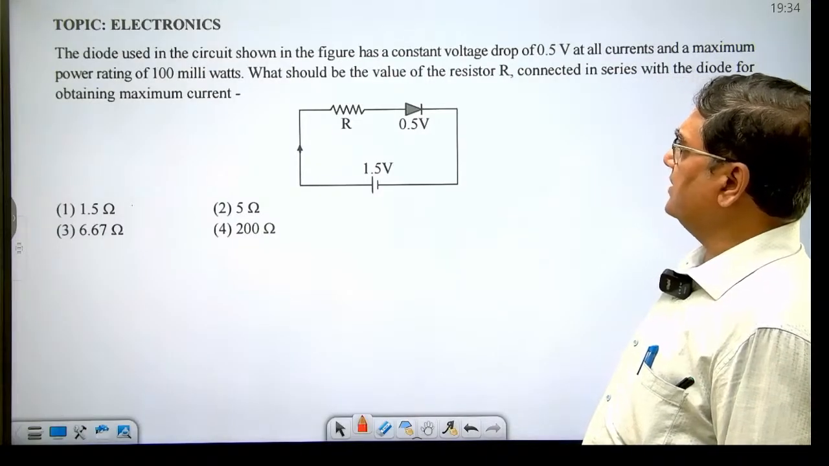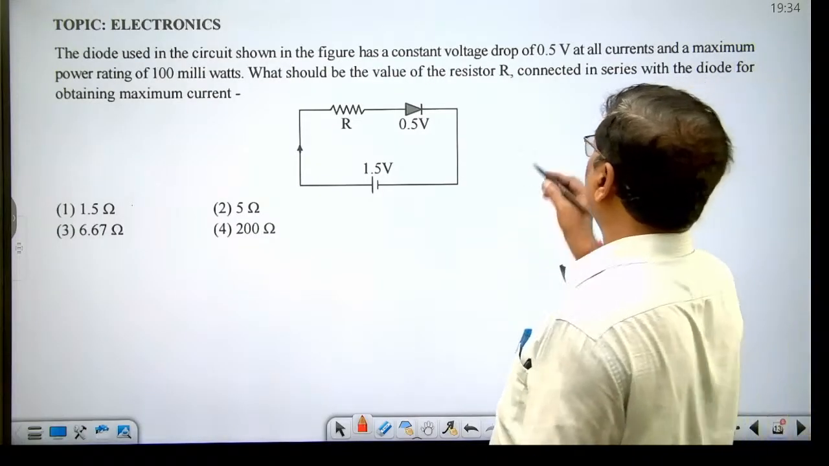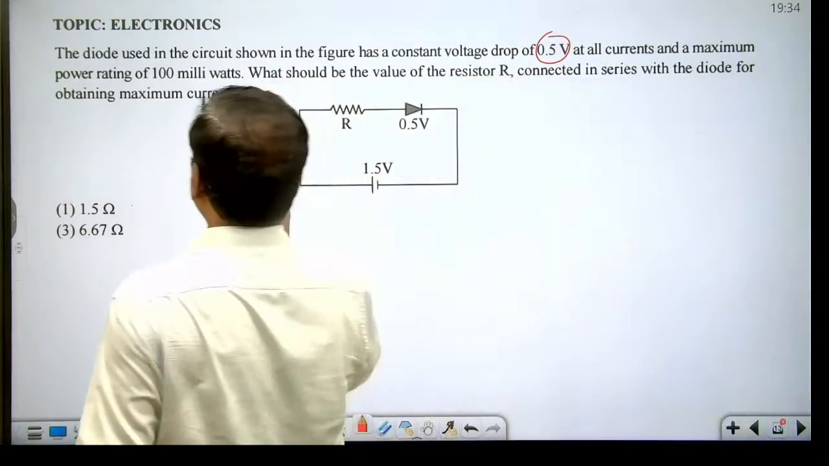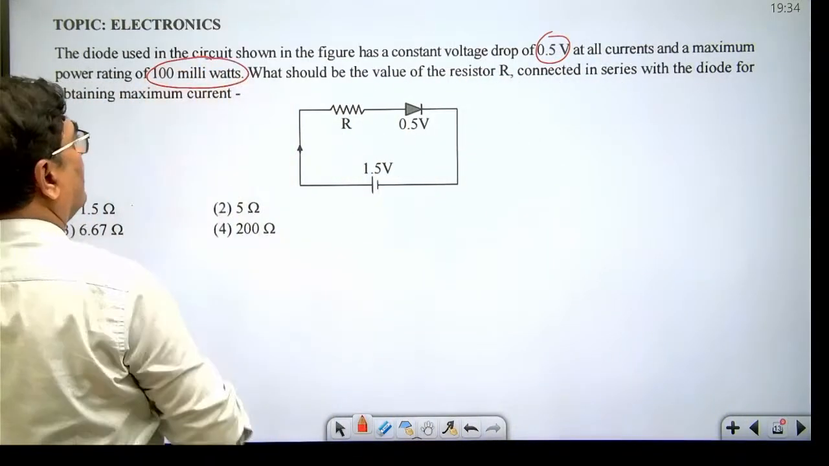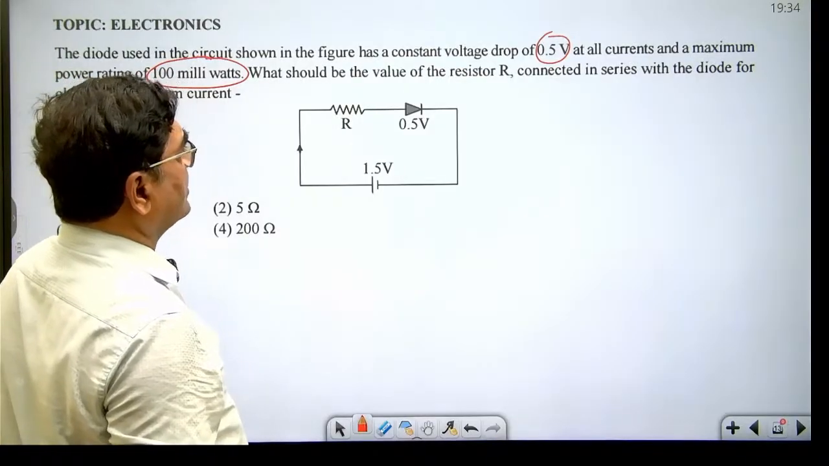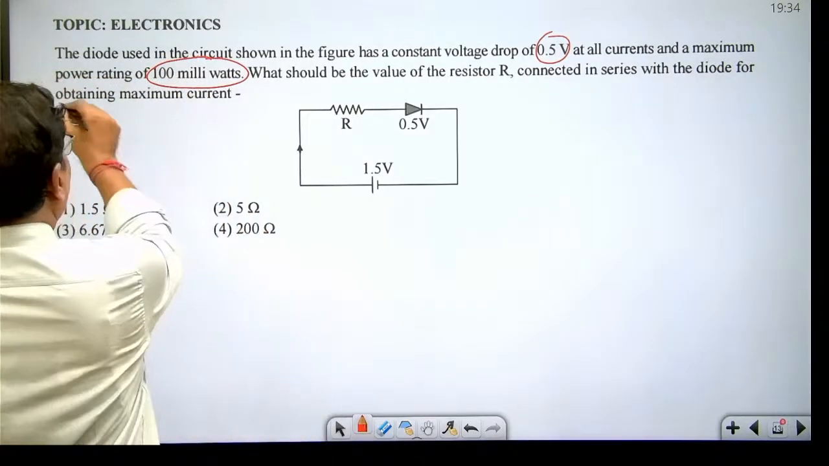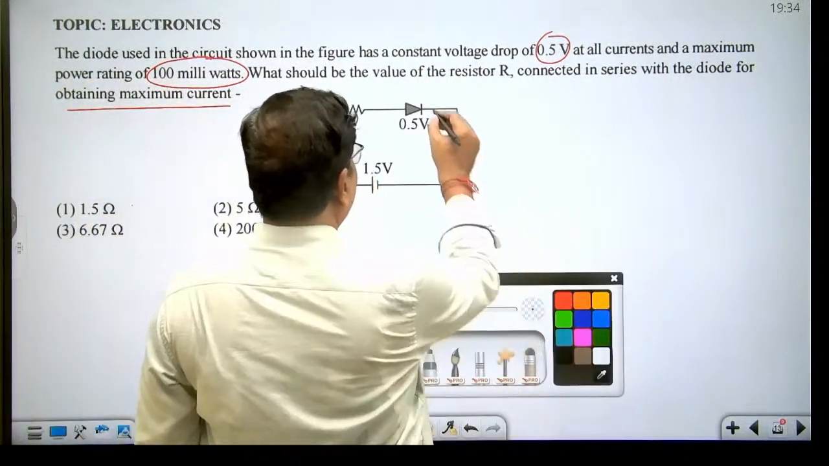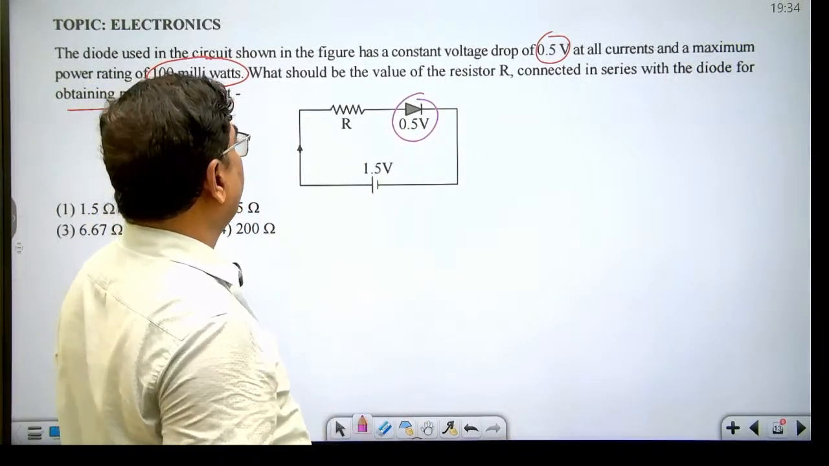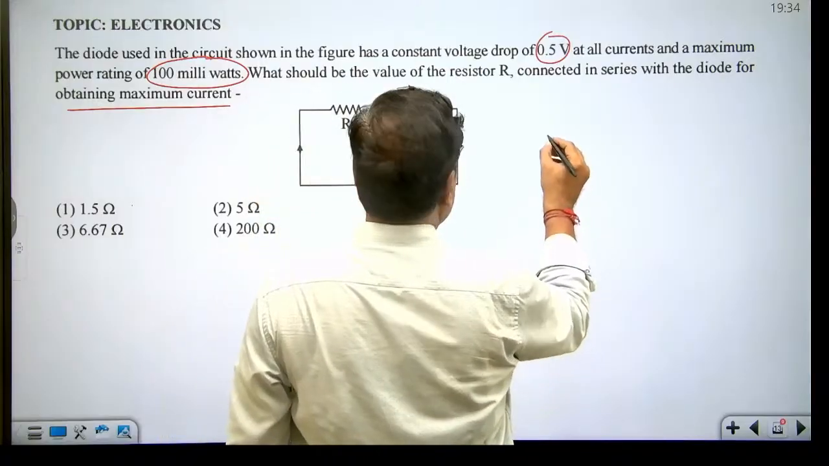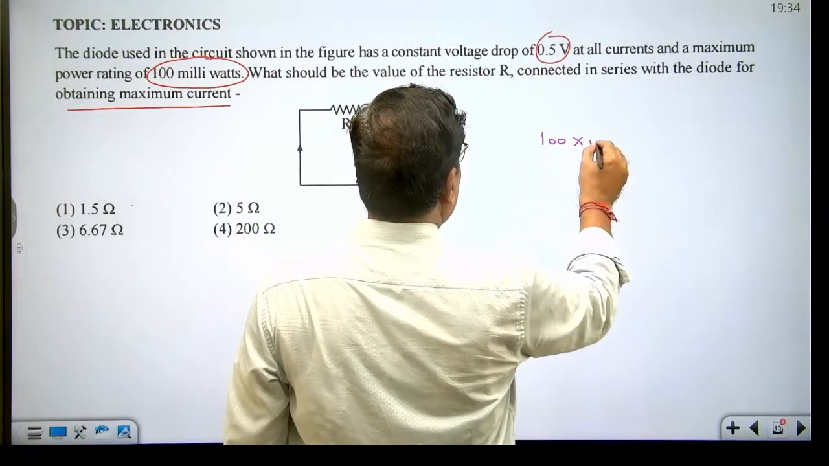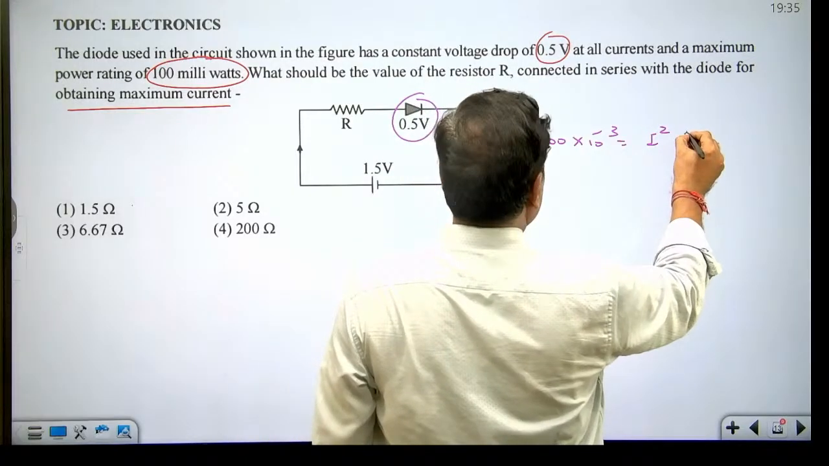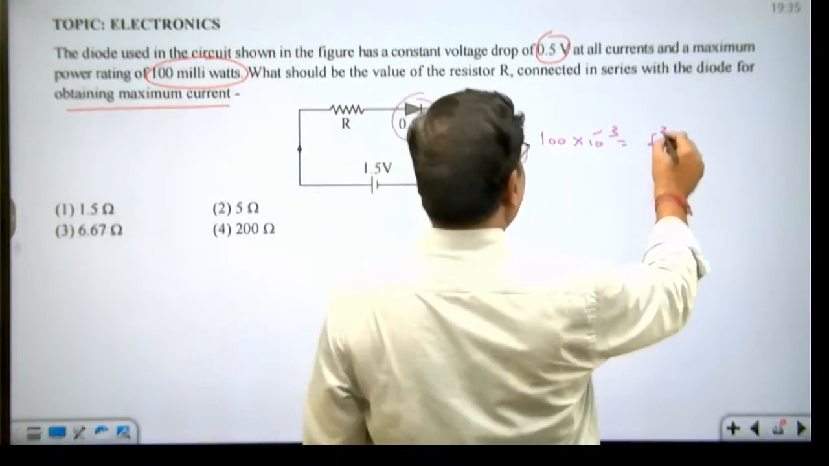The diode used in the circuit shown in the figure has a constant voltage drop of 0.5 volt at all currents and a maximum power rating of 100 milliwatt. What should be the value of resistor R connected in series with the diode for obtaining the maximum current? For obtaining current for maximum power rating, the voltage drop at diode should be 0.5 volt. Okay. Since power rating is 100 milliwatt, milli means 10 power minus 3. So I square into R, I into V.